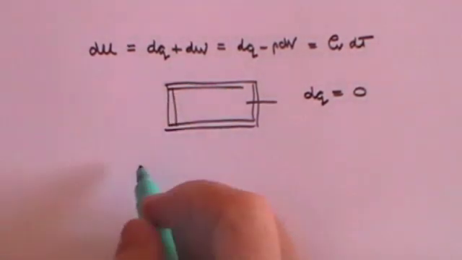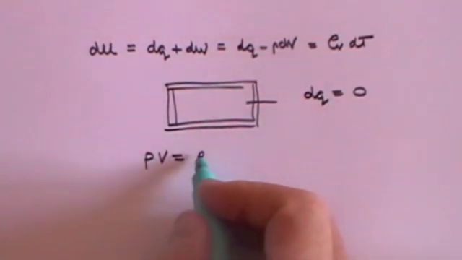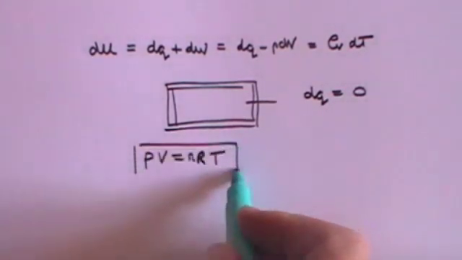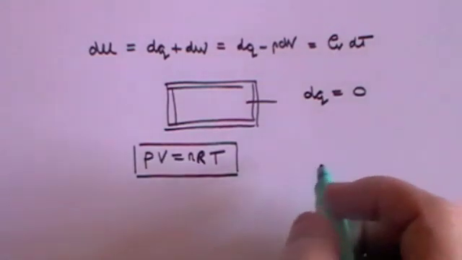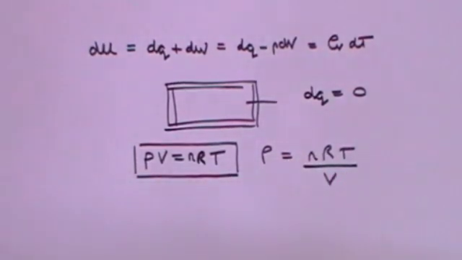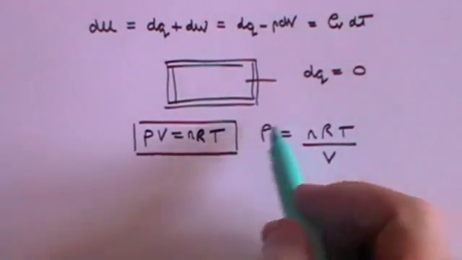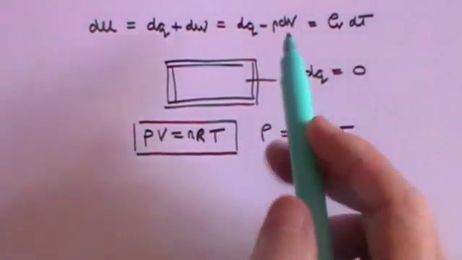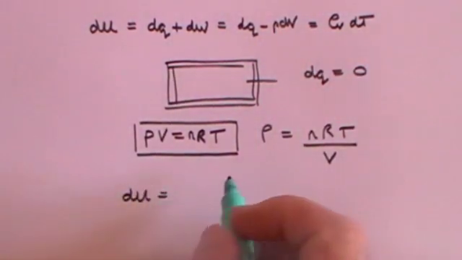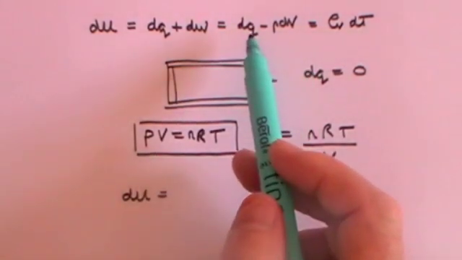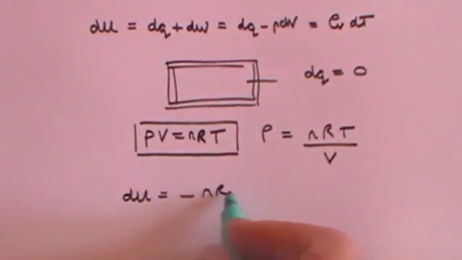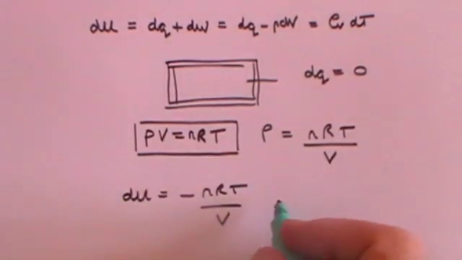And we know from the ideal gas law that PV equals nRT, where R is the gas constant. We took that as the first formula in our video. And if you rearrange that, you get that P is equal to nRT over V. So now I'm going to substitute this term for P into this term here. So now we're going to get that dU is equal to, well, dq is 0 because it's adiabatic. So it's simply minus pdV, and that's minus nRT over V, that's the P, times dV.